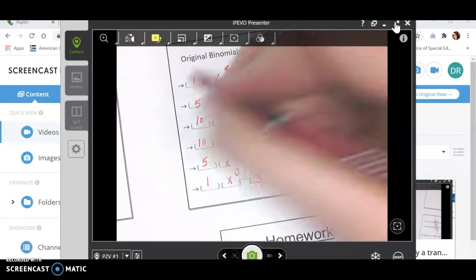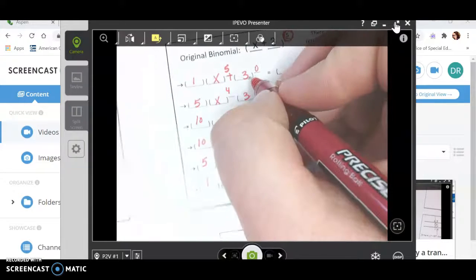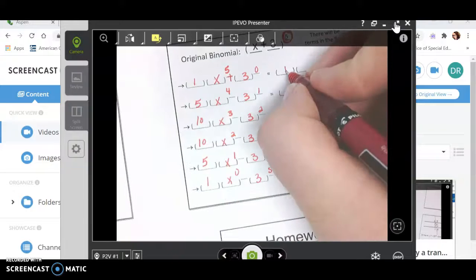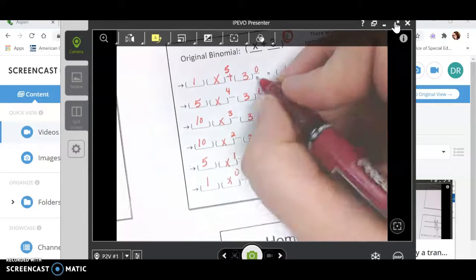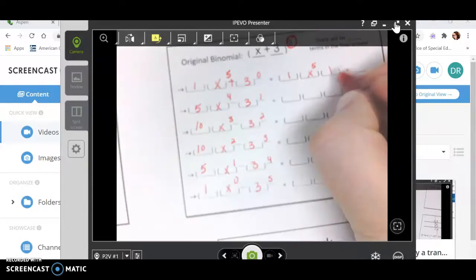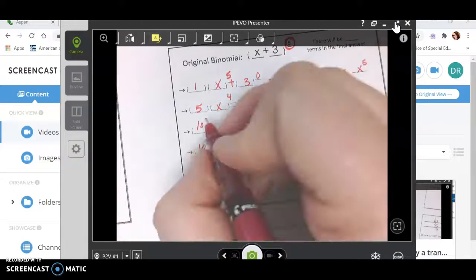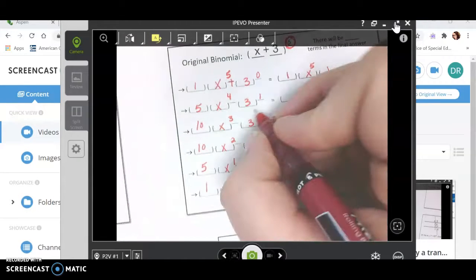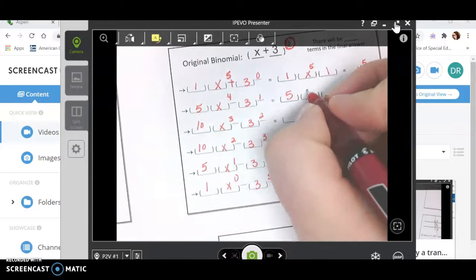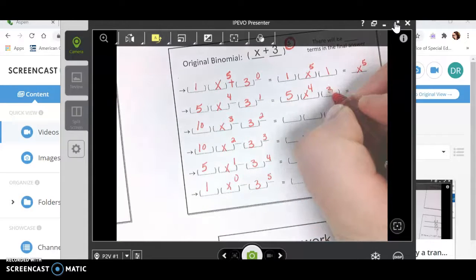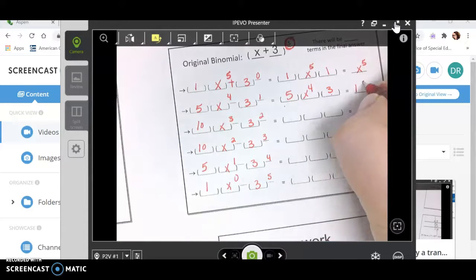So 1 times x to the 5th times 3 to the 0 power, that's going to be 1 times x to the 5th. Anything to the 0 power is just 1. So that equals x to the 5th power. 5 times x to the 4th times 3 to the 1st power, that's 5 times x to the 4th times 3. 5 times 3 is 15, so that's 15x to the 4th.